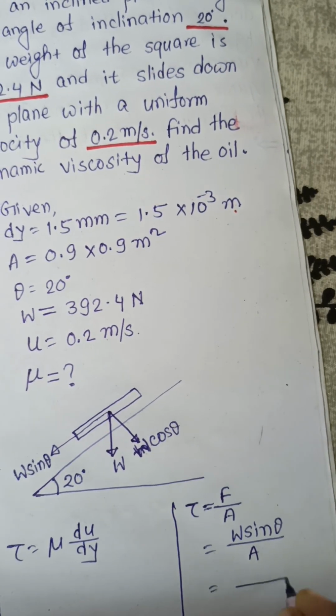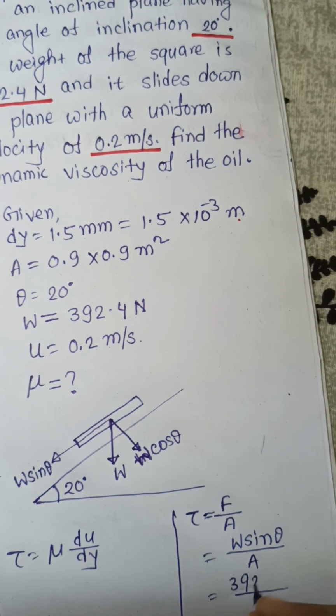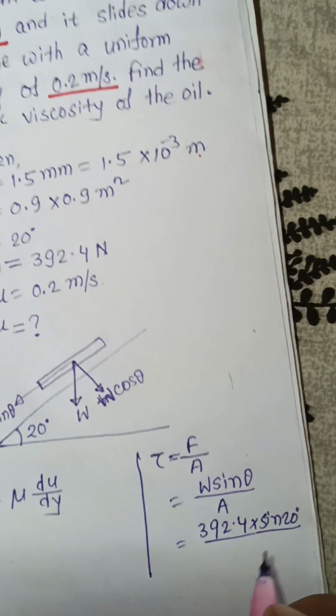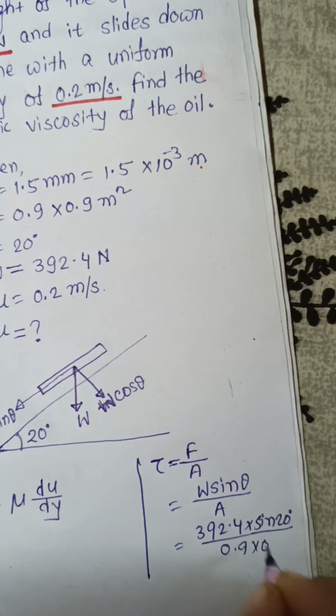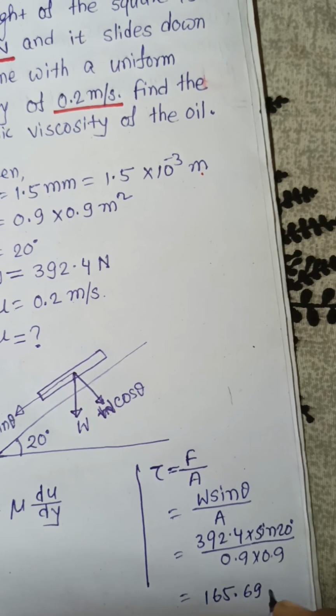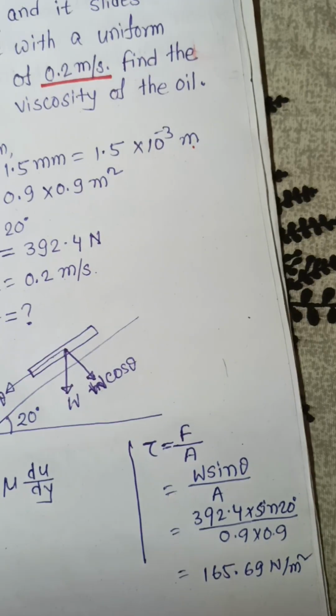What is the value of W? W is 392.4. So 392.4 and sin 20 degree, theta is 20 degree, by area, that is 0.9 into 0.9. If you calculate that value, this value will be 165.69 Newton per meter square. Now put this value here.